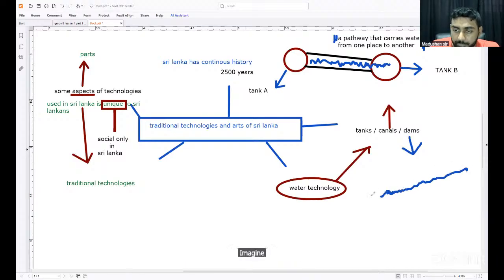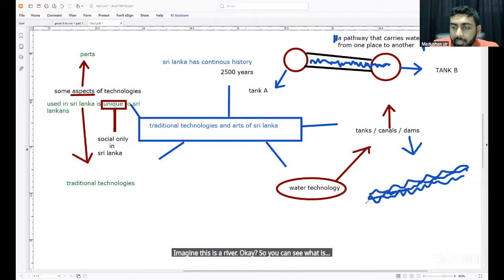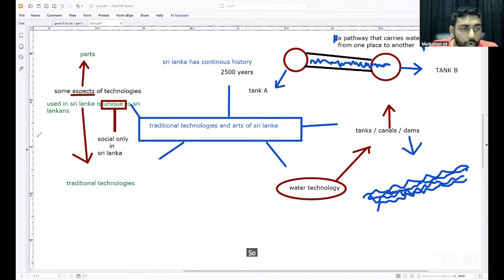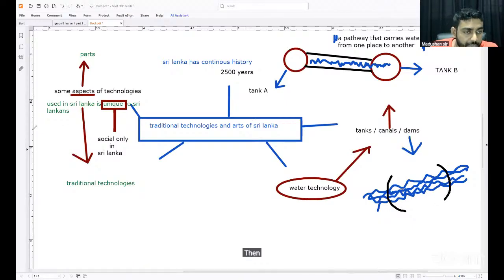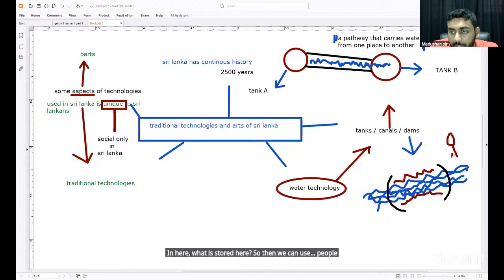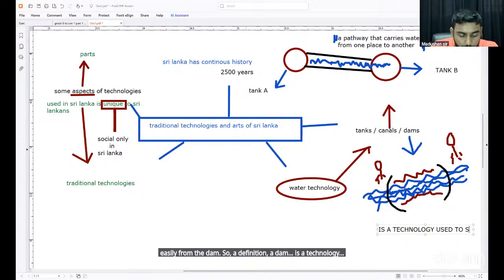Imagine this is a river. Okay, so you can see water is flowing here and there. So then, if we want to store water, what we are doing, we are constructing dams like this. We construct a dam here, and then water is stored here. So then people can use water easily from the dam. So a definition: a dam is a technology used to store water.